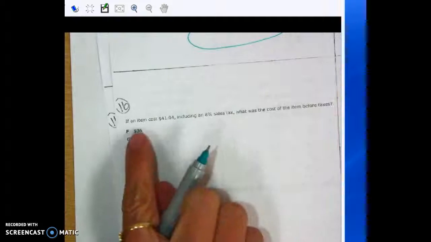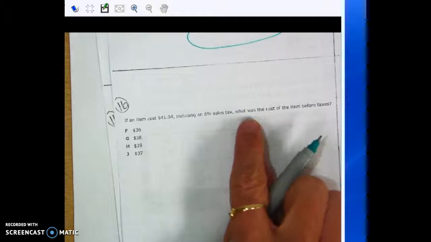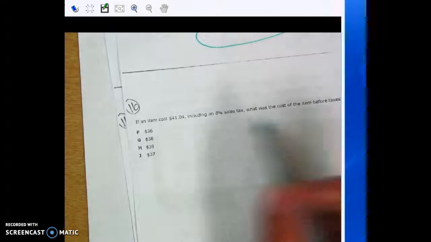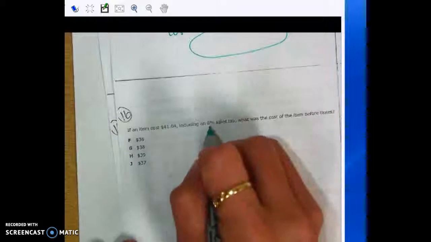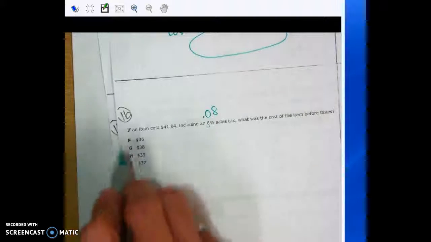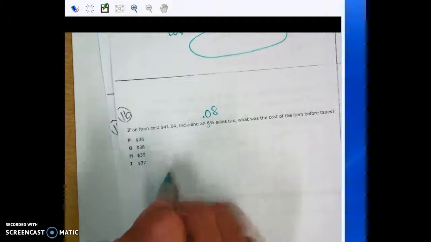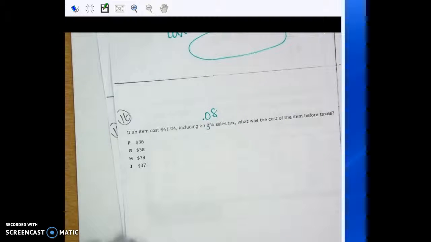Number 16, if an item costs $41.04, including an 8% sales tax, what was the cost of the item before taxes? Okay, so after you've added the taxes to it, then it's $41.04. So what I would do is change this to a decimal, so it'd be 0.08. So I would multiply these by 0.08 to get your tax and add it to this and see which one gives you 41.04.